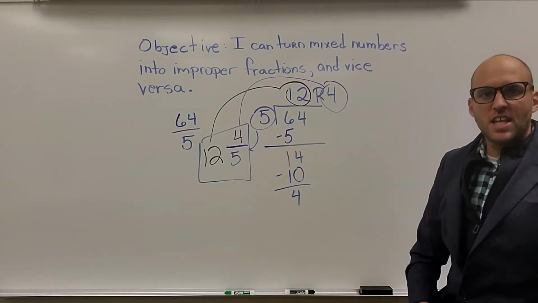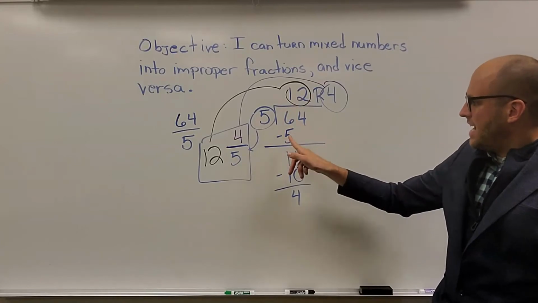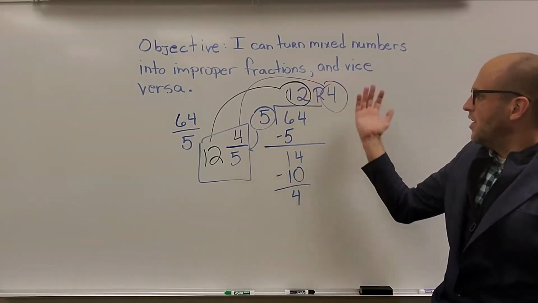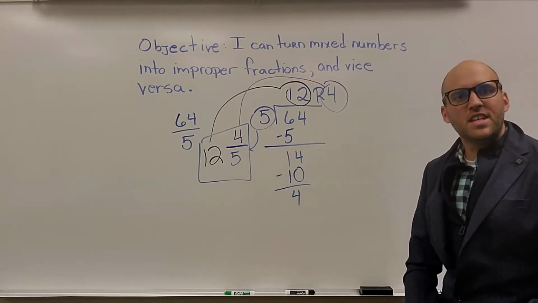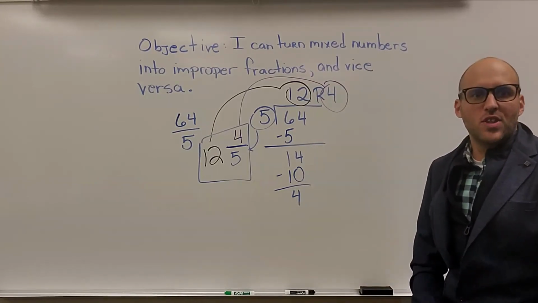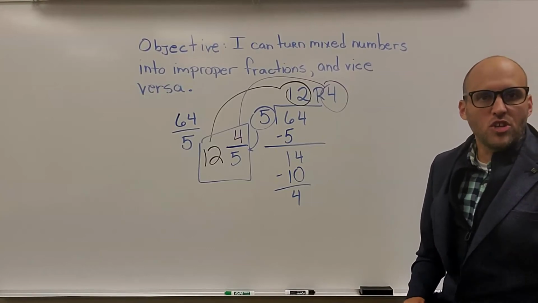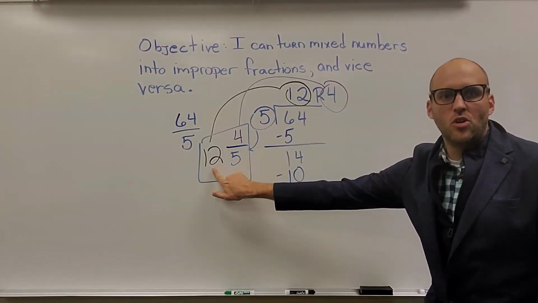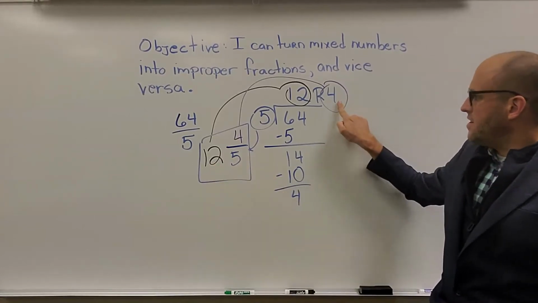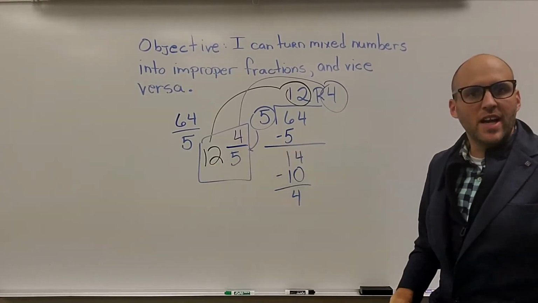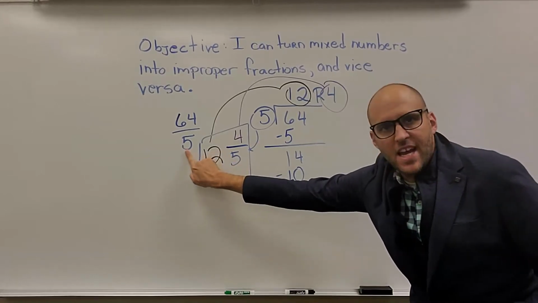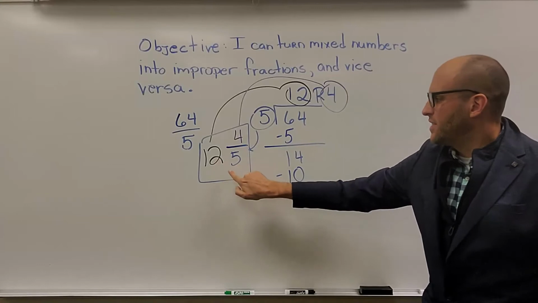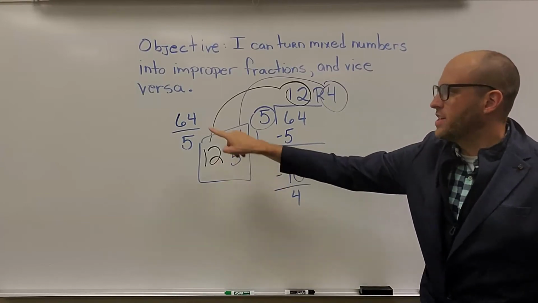So you divide just like normal. 5 goes into 6 1 time, 5 goes into 14 2 times, you end up with a remainder of 4, so 12 remainder 4. All 3 of these numbers are used with your mixed number. Your quotient, or the answer, which is 12, that becomes your new whole number. Your remainder becomes your new numerator, and your denominator stays the same. And if you look here, 12 times 5 is 60, plus 4 is 64.